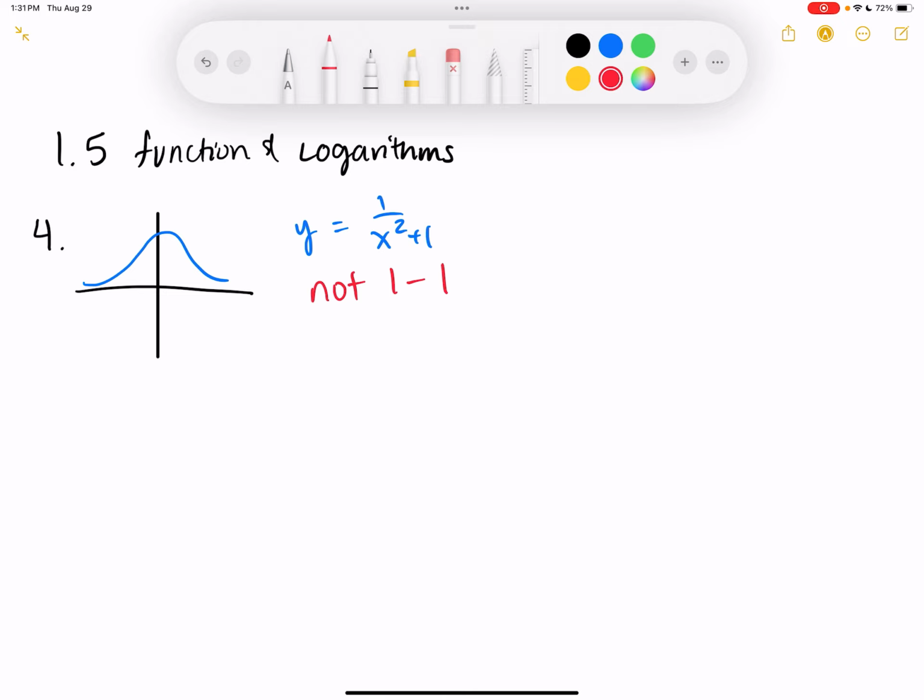How big did you write it? I said, how big did you draw it? Not very big.